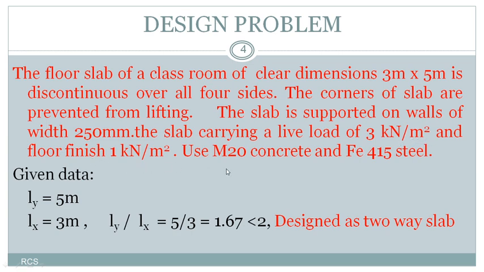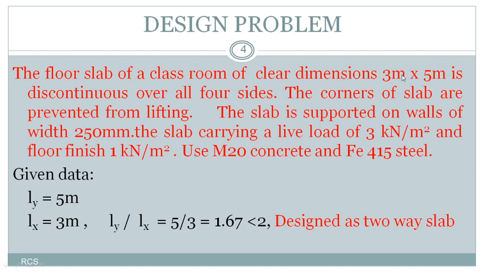Grade of concrete is M20. From this I can write the characteristic compressive strength of concrete is 20 Newton per mm square and the yield strength of steel is 415 Newton per mm square. Nowhere is it mentioned whether it is a one-way slab or a two-way slab. That can be judged by using the dimensions of the shorter span direction and longer span direction.